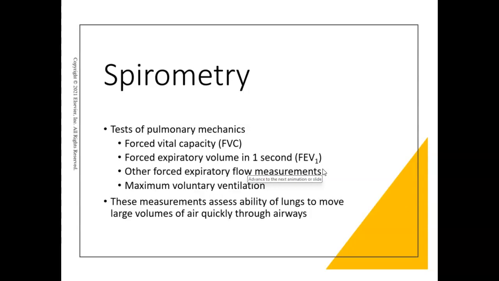Then you have your forced expiratory volume in 1 second, FEV1. This is the measurement of how much came out within the first second during that forced vital capacity. There are other forced expiratory flow measurements, but I don't want you to worry about those too much right now. Those measurements will show up on the spirometry reports, but when you're diagnosing, you're going to be looking at these two, FEV1 and FVC.